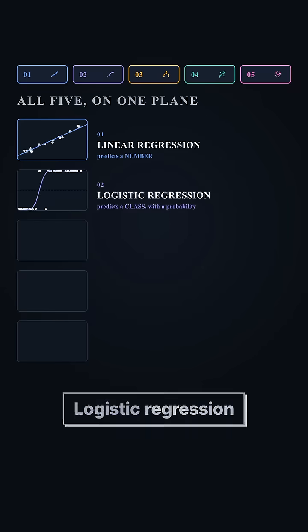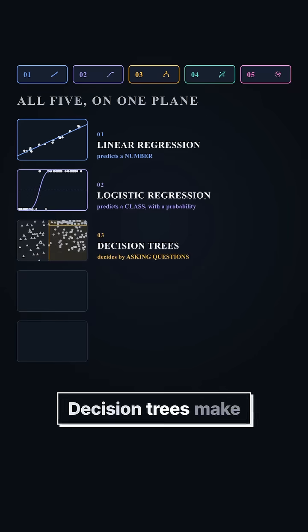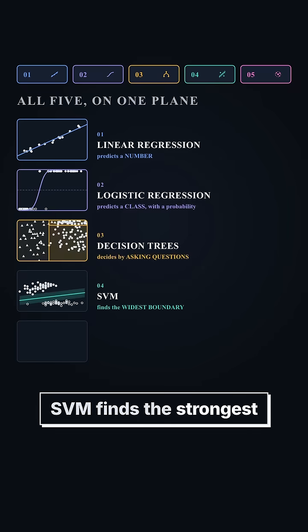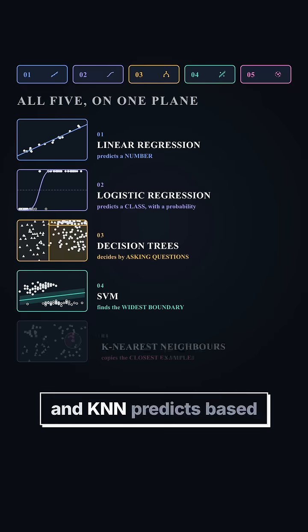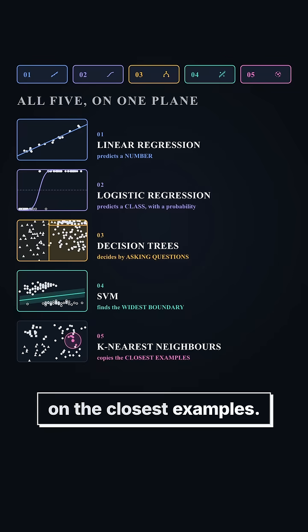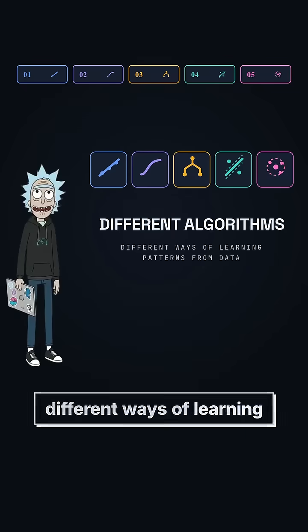The easiest way to remember these 5 is: linear regression predicts a number. Logistic regression predicts a class using probability. Decision trees make decisions through questions. SVM finds the strongest boundary between groups. And KNN predicts based on the closest examples. Different algorithms, different ways of learning patterns from data.